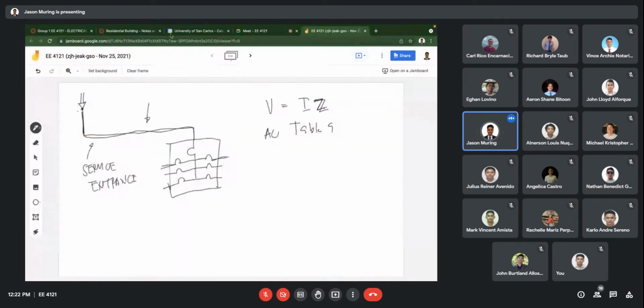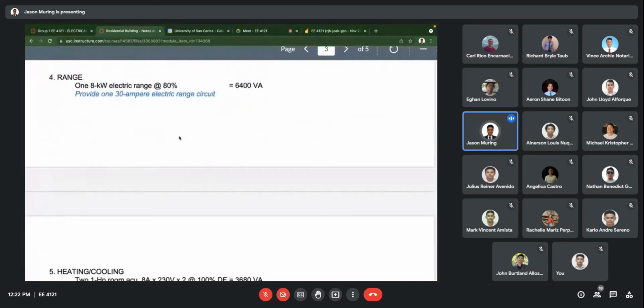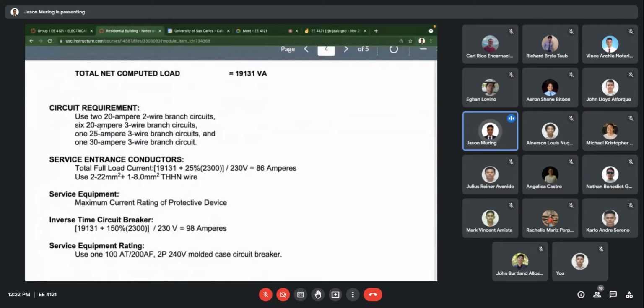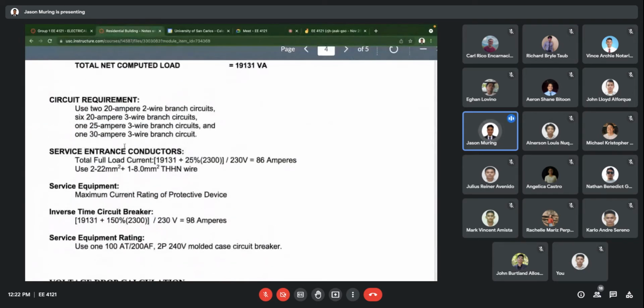So let's work on this previous example. Let's start with the service entrance. Again, we have this current, 86 amperes. And according to table 310.15(B)(16), the conductor that we need to use for this current is 22 mm squared.